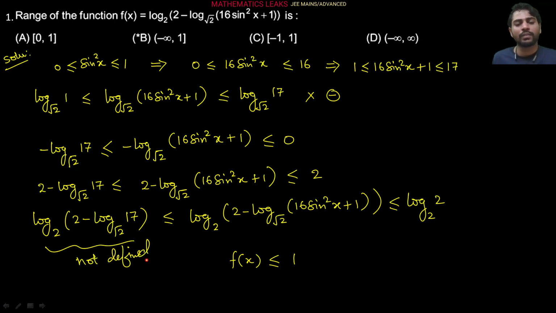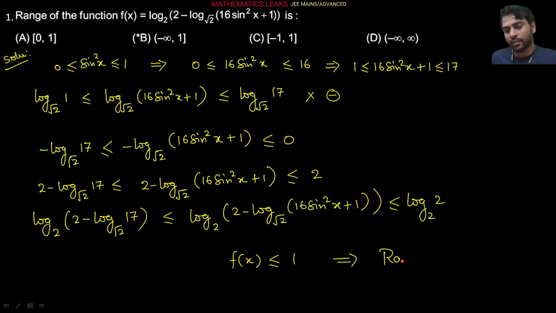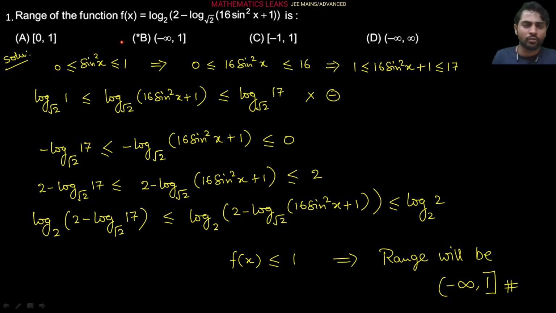So what conclusion are we getting? We are getting that this f of x must be less than or equal to 1. So we can say the range will be minus infinity open interval to plus 1 in closed interval, right? Less than or equal to 1, that is the only conclusion. So minus infinity to 1, where 1 is in the closed interval. So option B is correct for this question, right?